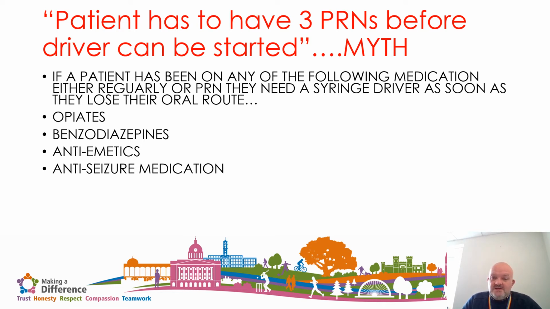And the other reason we don't need to wait to have 3 PRNs is because we know what doses to start on that syringe driver. For example, whatever dose they've taken of morphine in the past 24 hours, we can switch that oral dose of morphine to a subcutaneous dose, and that is the dose that we start with in the syringe driver. That way we can ensure that patients' symptoms continue to be controlled.